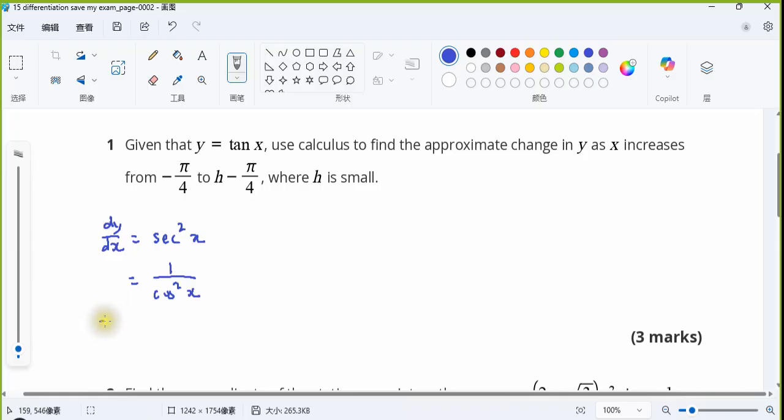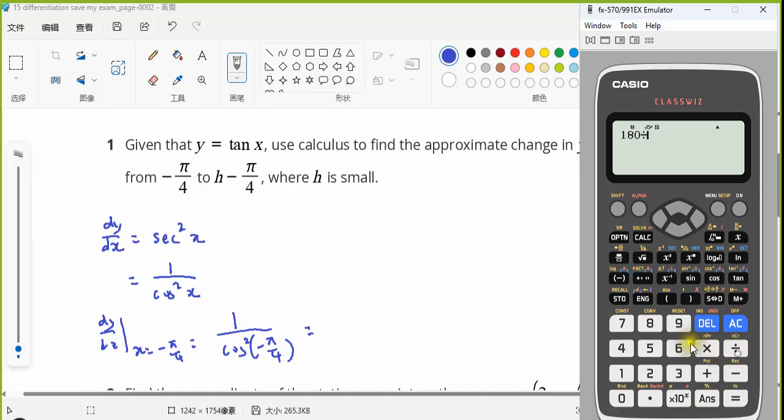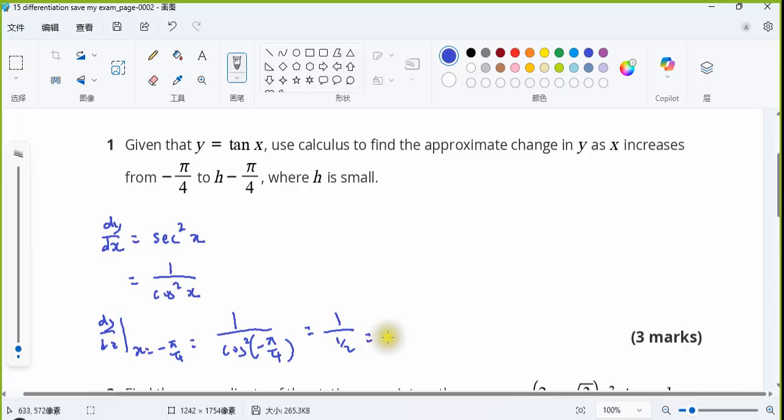Okay, so we have dy/dx when x equals negative pi over 4 is 1 over cos squared of negative pi over 4. So pi is 180, over 4, 45, and then cos of negative 45 is this, and then squared it will be 1 over 2. So this is 1 over 1 over 2, then it's 2.